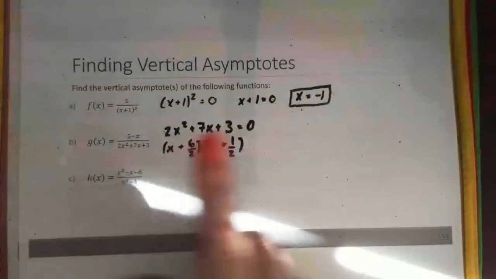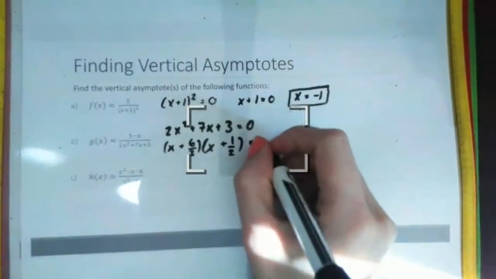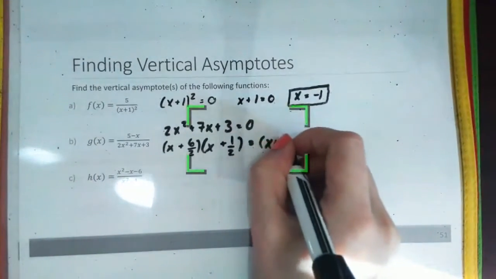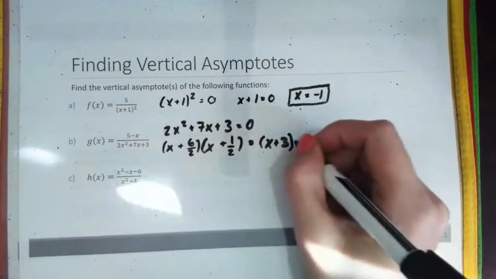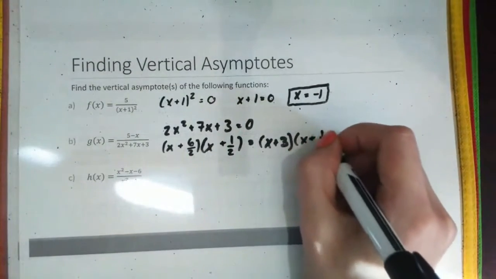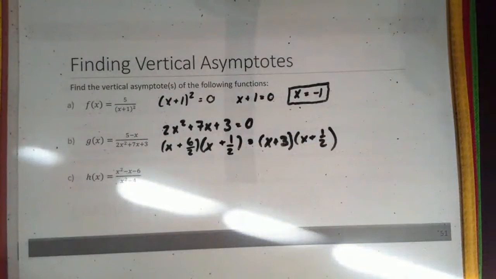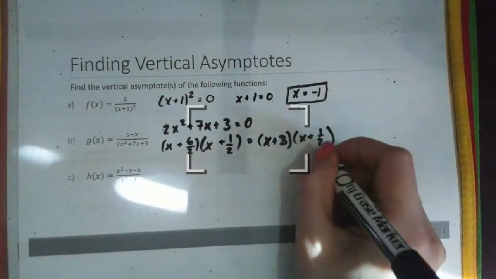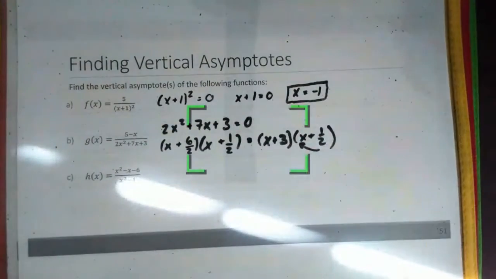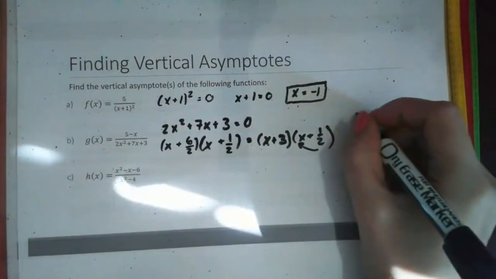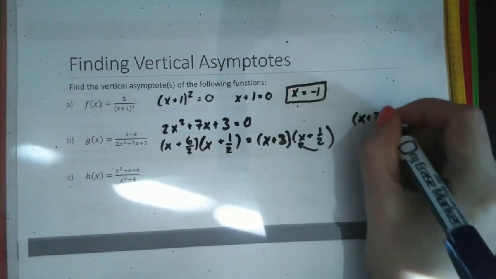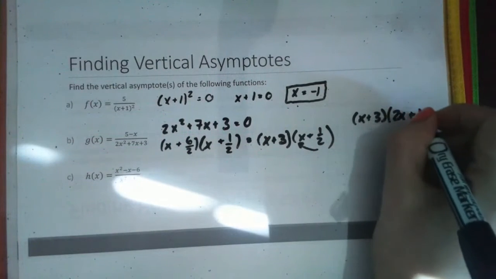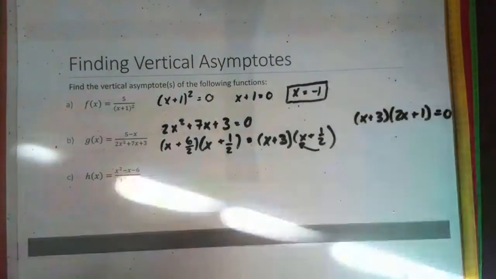6 over 2 reduces to 3, so I have x plus 3. The second part doesn't reduce, so we have x plus 1/2. And then if we have any denominators remaining, like we do in the 1/2, we slide them in front of the x. So this factors into x plus 3 times 2x plus 1, and we want that to be equal to 0.